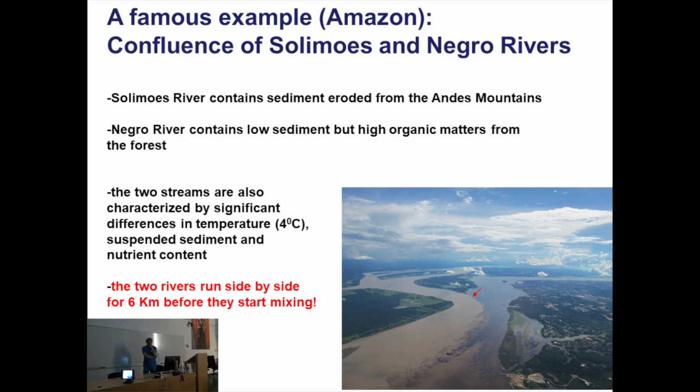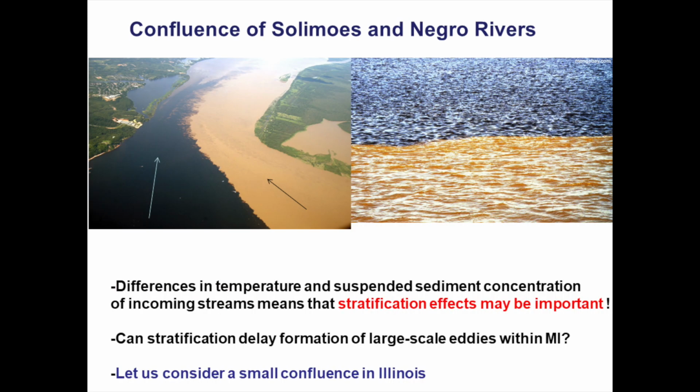But what is important to be aware of is that the Solimões river is very rich in suspended sediment. This is why it has that brownish color, while the Negro river contains low sediment but high organic matter, and it has this blackish color. And the two streams have a difference in temperature of about 4 degrees Celsius, besides the differences in the suspended load. And it was observed that the two rivers run side by side for 6 kilometers before they start mixing, at least based on pictures taken at the free surface.